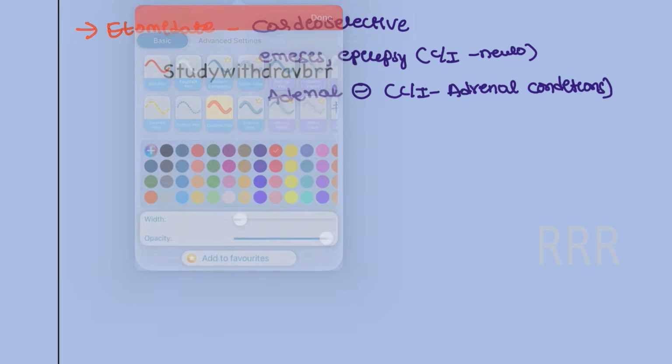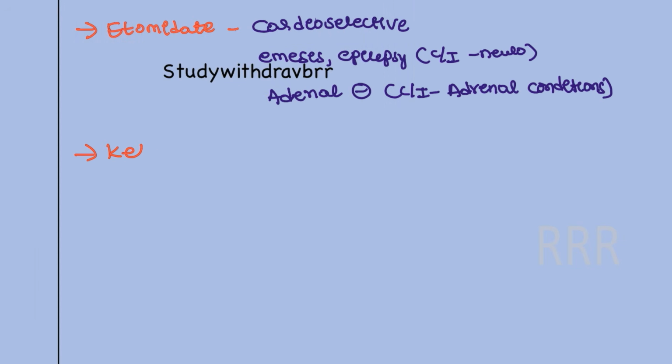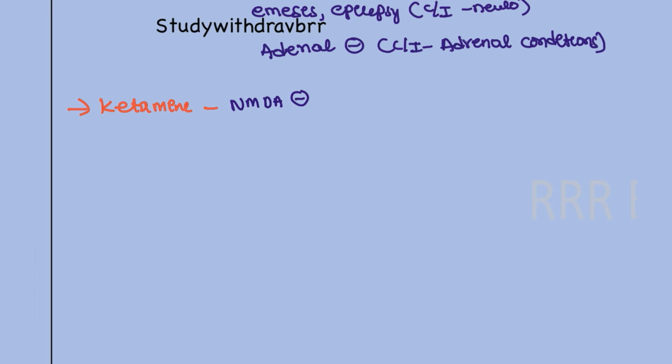Next, that is ketamine. If you are all familiar with the Friends show, the actor who played Chandler, Matthew Perry, died with an overdose of ketamine, and this is an NMDA blocker. It is associated with dissociative anesthesia. It's not the amnesia case, it is dissociative anesthesia.